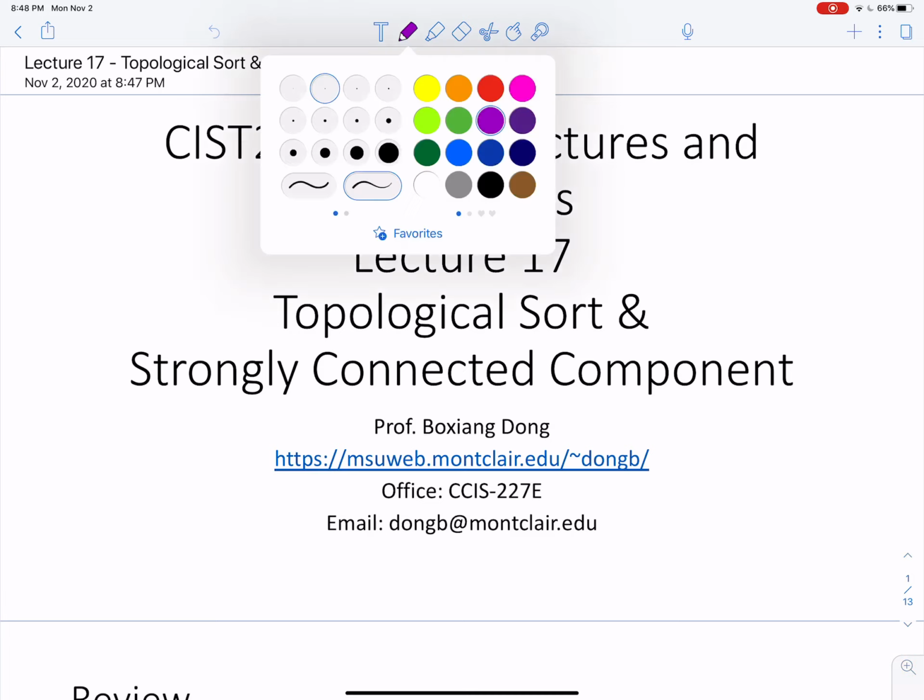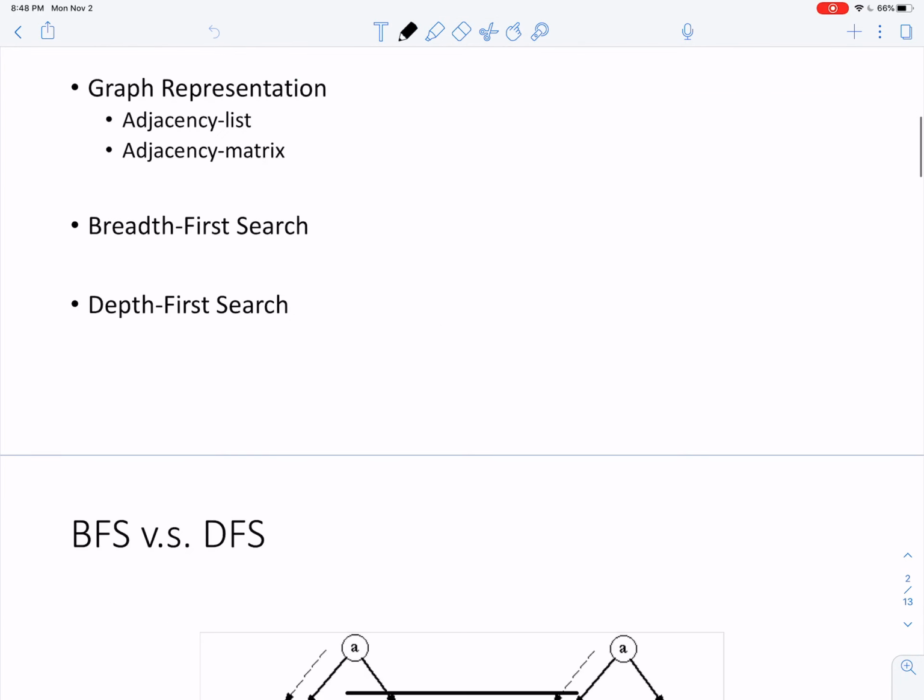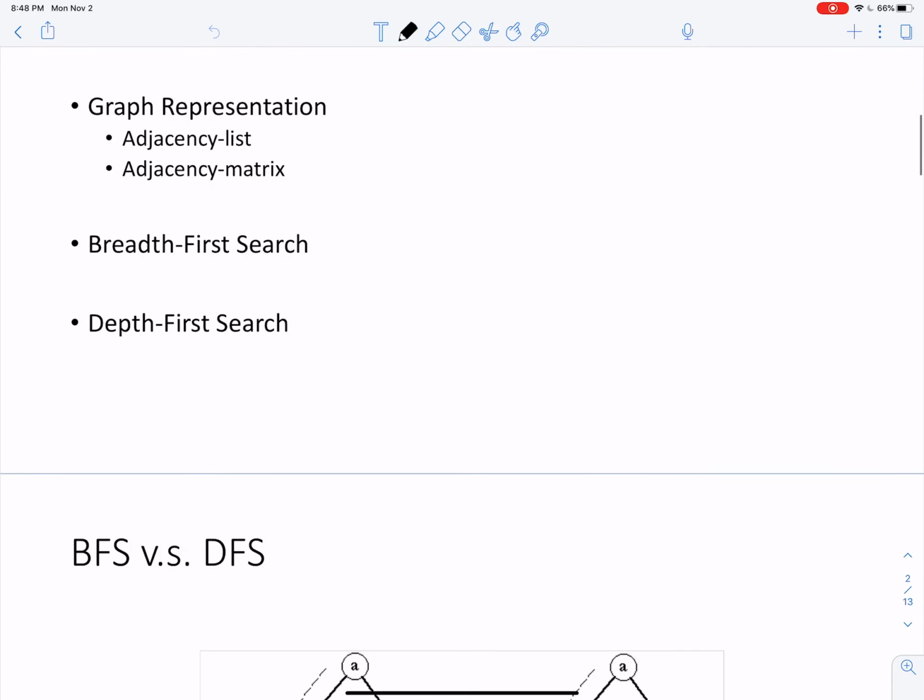So today we're going to continue our discussion on graph data structure. Last time we talked about how to represent a graph by using a computer program. We said that there are two ways. The first way is named adjacency list, in which we create a linked list for every node, which includes the neighbors of that node. And also we talked about the other way to represent a graph, that is named adjacency matrix.